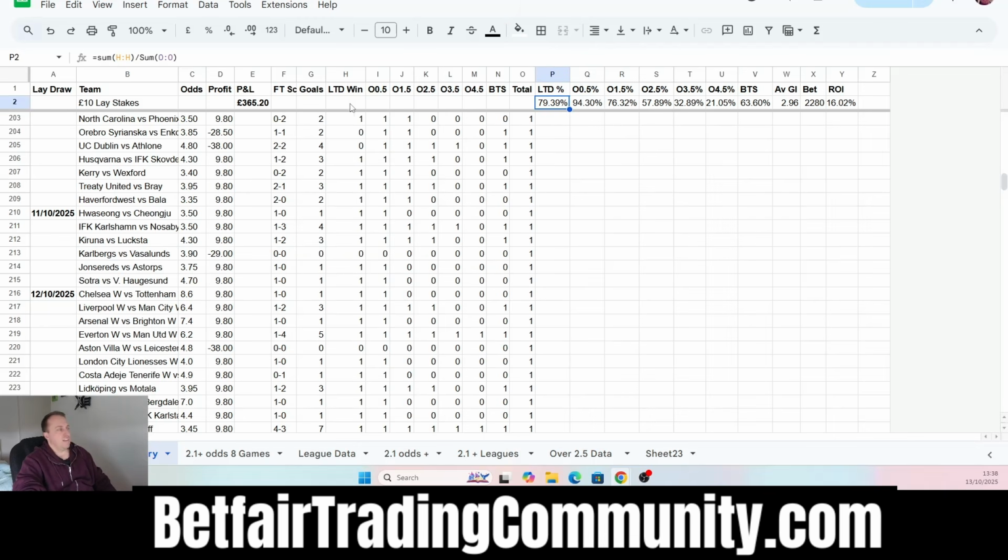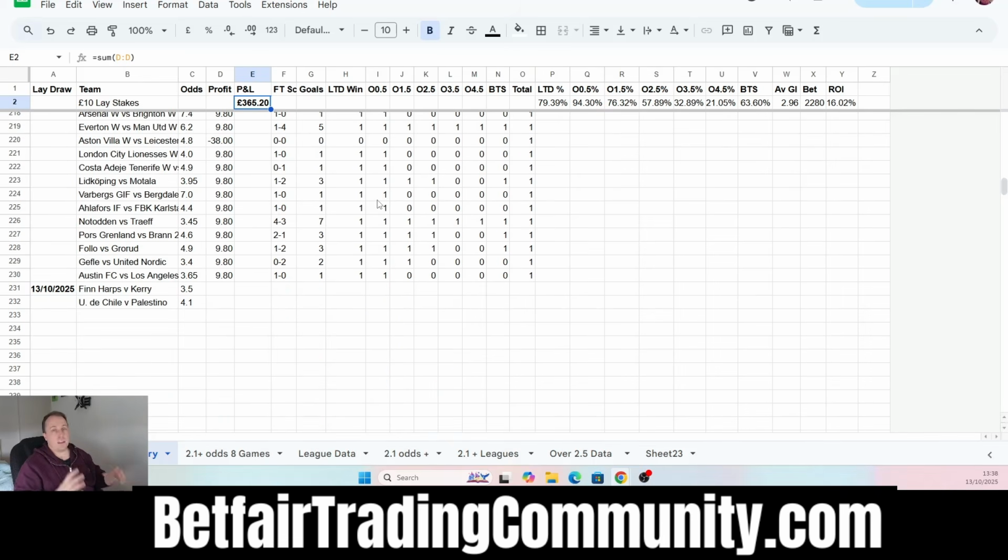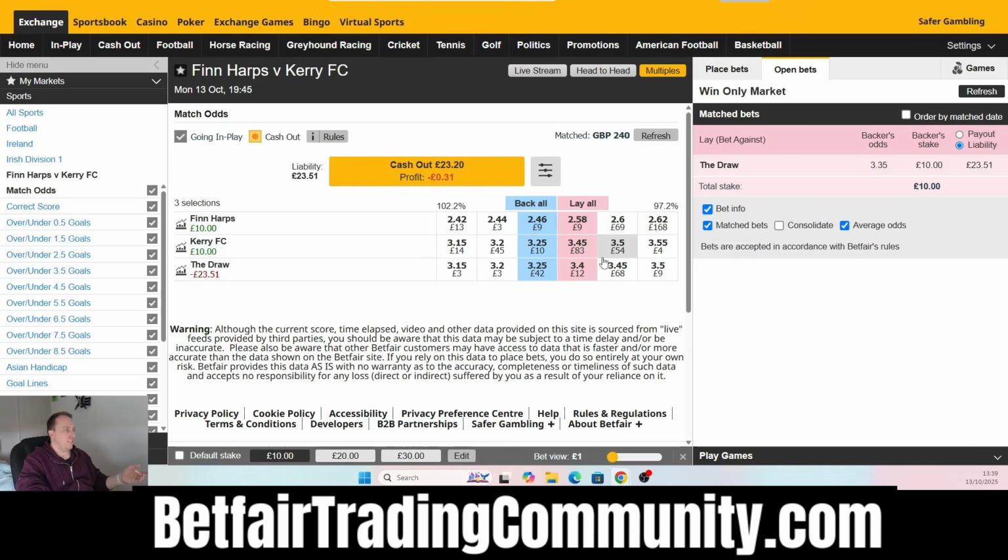But if you just wanted to do it as an outright lay, I mean, £365 profit to £10 lay stakes is pretty impressive, right? Again, I want more data on this, and there's every chance that it starts to go downhill. But what I want you to think more about, rather than this particular strategy in and of itself, is when you're creating strategies, applying this information, applying this knowledge theory, and then when you get into your live trades.